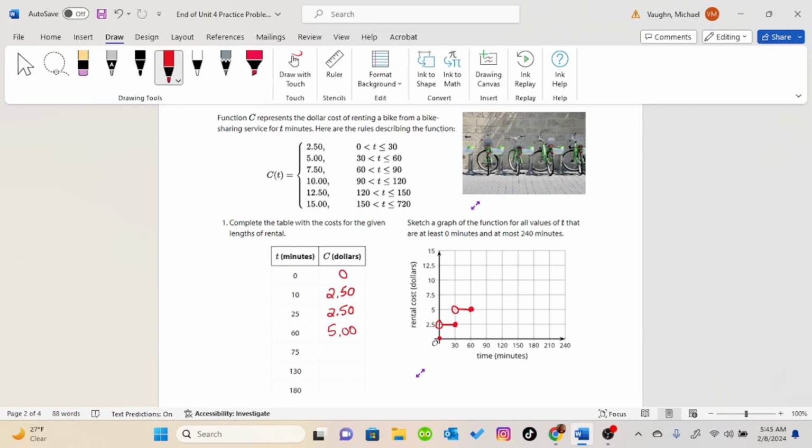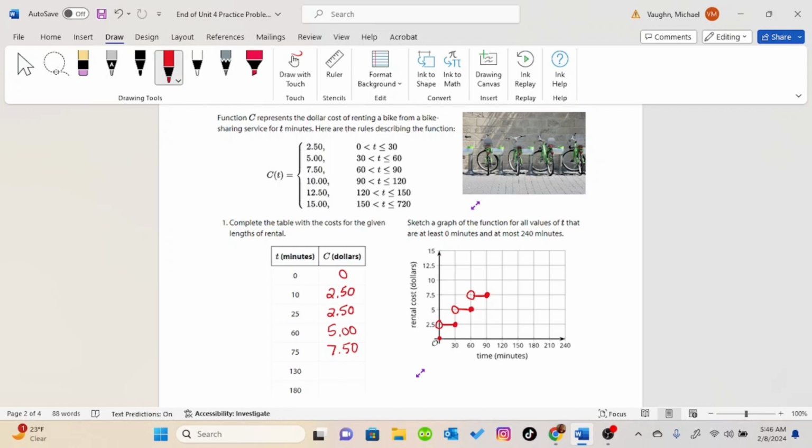Our next time is 75 minutes. That is between 60 and 90, so the cost would be $7.50. When we draw that step, it's less than 60, so it's not included. We draw an empty point. Then it's less than or equal to 90, so that point is included. We draw a solid point, and then we draw the line connecting them.